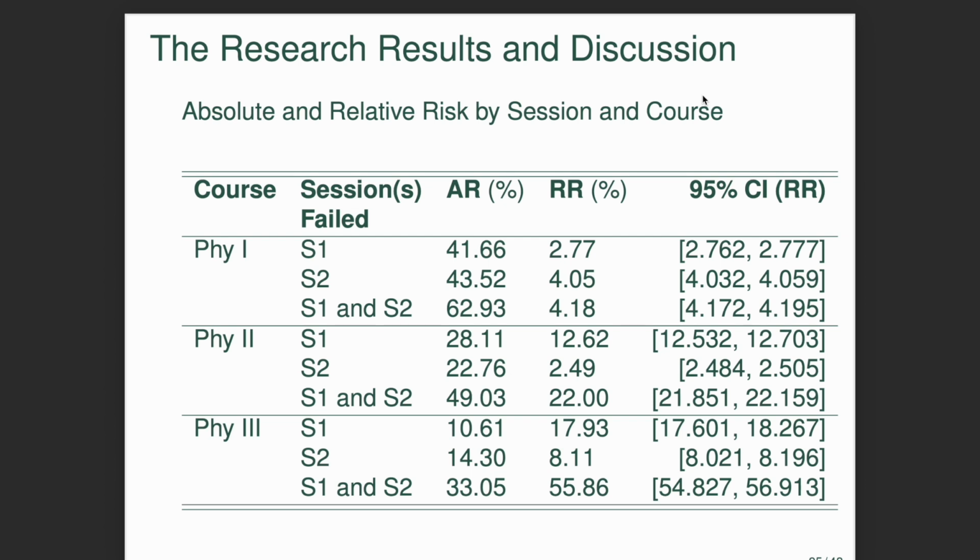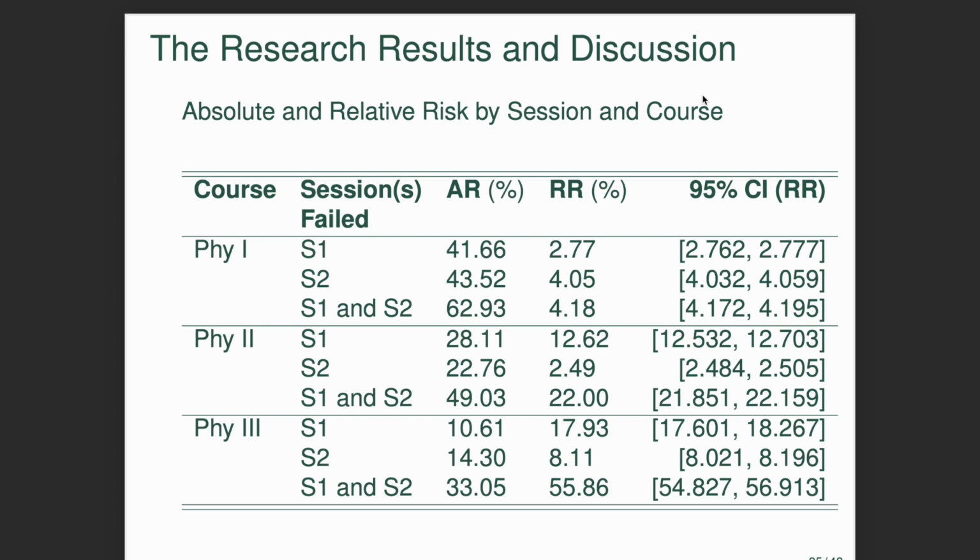For students who fail the second session in Physics 3, the absolute risk of failing the course is 14.30%. The relative risk is 8.11, which is higher than the same condition in Physics 1 and 2, indicating a stronger association between second session failure and course failure in this case.